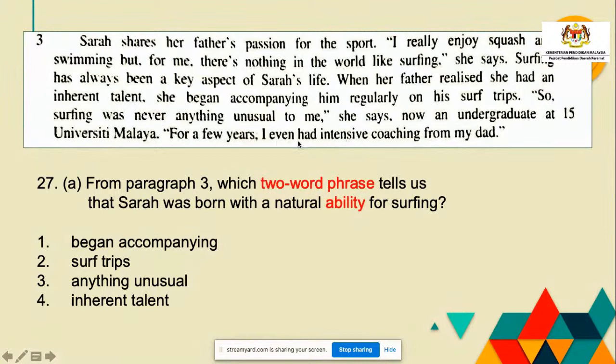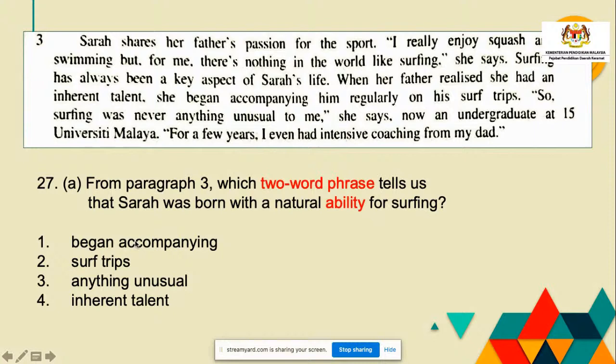Now remember, your job is to find a two-word phrase. The meaning is related to natural ability. Here are the answers given by the SPM candidate that year. The candidate gave began accompanying. Is this an ability? No, right? So this is not an ability. So number one is wrong. We need to find a two-word phrase that is talking about ability. Began accompanying is not an ability. What about number two?